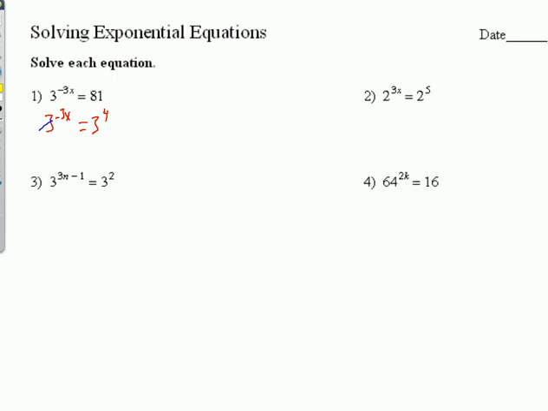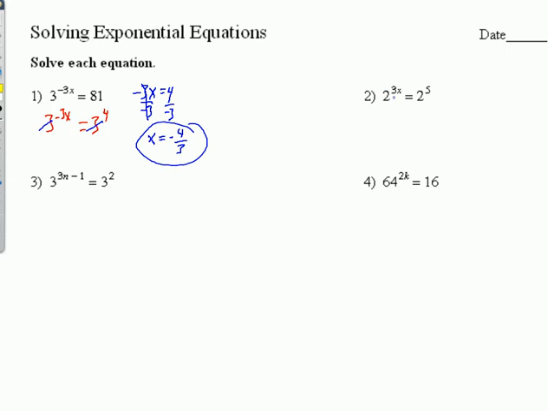Now I can cancel out my 3's, and I've got negative 3x equals 4. Excuse my handwriting. All right, dividing by negative 3 on both sides, divide by negative 3, divide by negative 3. That reduces that to 1 or cancels it out, and I've got negative 4/3. That's the answer to my problem.